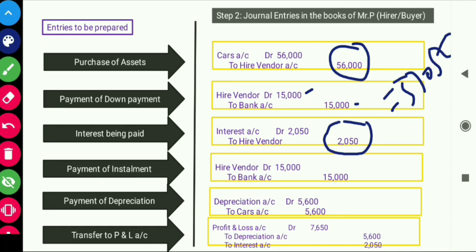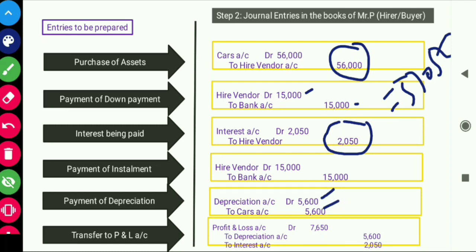It is a similar transaction to payment of down payment. So the same rule applies. The hire vendor account is debited because he is the receiver. Then bank goes out, that's why it's credited. So come to the payment of depreciation. Depreciation involves an expense, and it reduces the value of the asset. So that's why the depreciation account is debited. It's a nominal account and it affects the particular real account. The real account value is reducing, that's why the car account is credited.